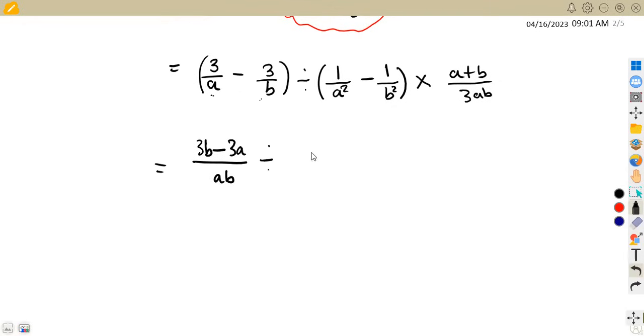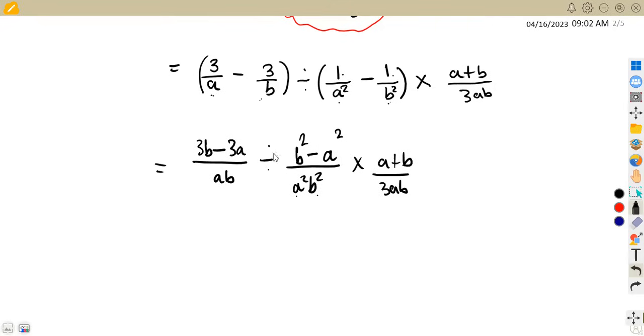Divided to, we simplify the LCM of a squared, b squared, that is going to be a squared b squared. You do the same. That's a squared b squared divided by a squared. These 2 cancel, you remain with b squared. So it's b squared times 1, which is b squared, minus a squared b squared divided by b squared, here these will cancel. You remain with a squared. So it's a squared times 1, which is a squared. Everything times a plus b over 3ab.